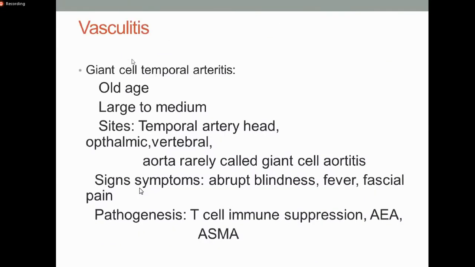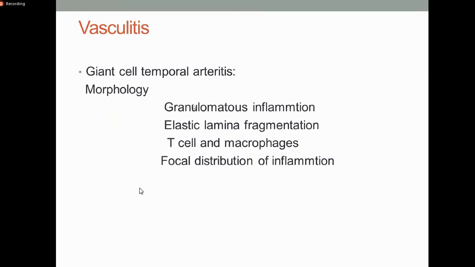Now, giant cell temporal artery vasculitis. We are going to cover each vasculitis one by one. This is a vasculitis of large to medium-sized vessels seen in old age. Sites involved are the temporal artery, head, ophthalmic, vertebral arteries, and aorta. When it involves the aorta, it is called giant cell aortitis. T-cell mediated immune suppression is there. Anti-endothelial antibody formation can be the mechanism behind it.